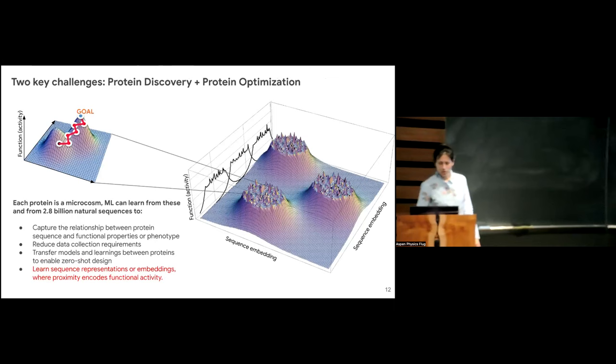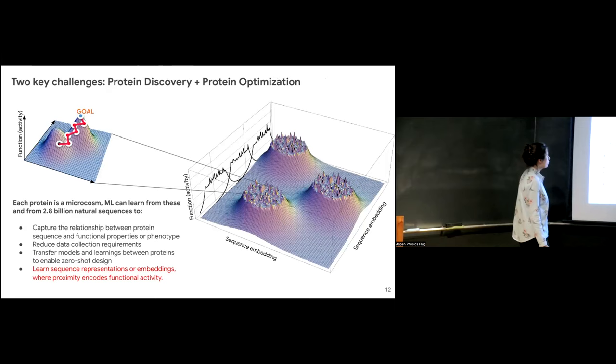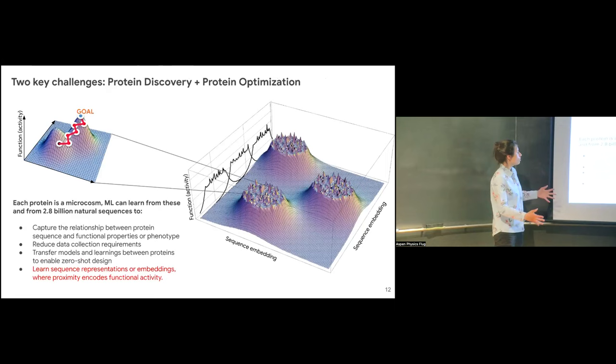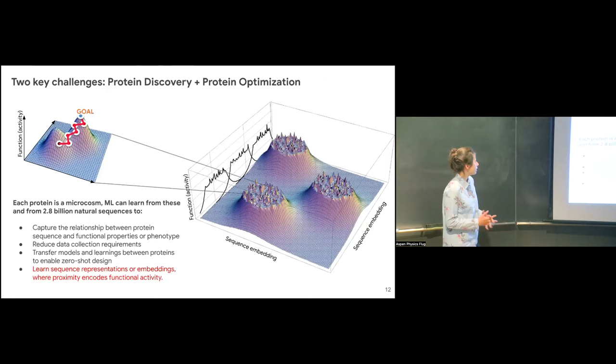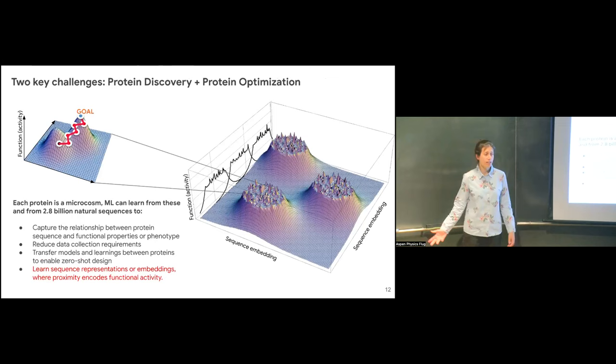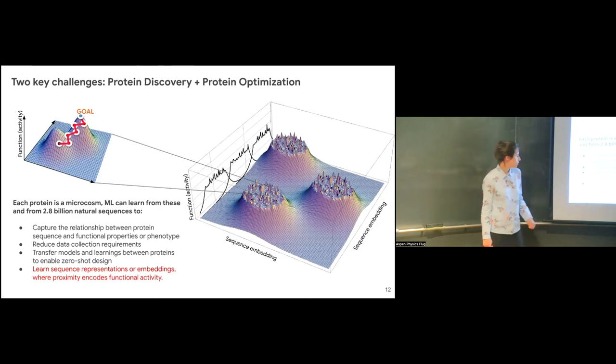And so I'm excited about using machine learning to really understand what those natural protein sequences do, and to reduce data collection requirements for experiments, because collecting data is really expensive in biology. The more we can do with computers, the better. We want to transfer models and learnings between proteins so that we can do zero shot design. Wouldn't it be great if we could design new sequences without having to do lots of experiments first to train models? And overall, learn sequence representations or embeddings where proximity tells us something about function and activity.